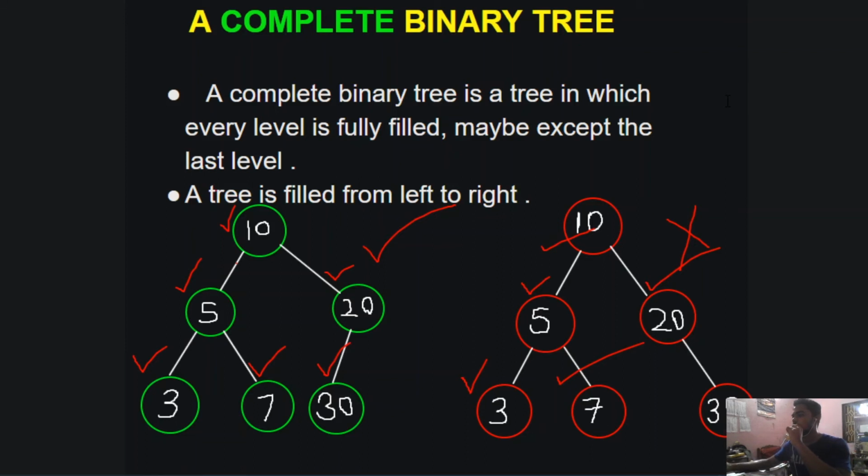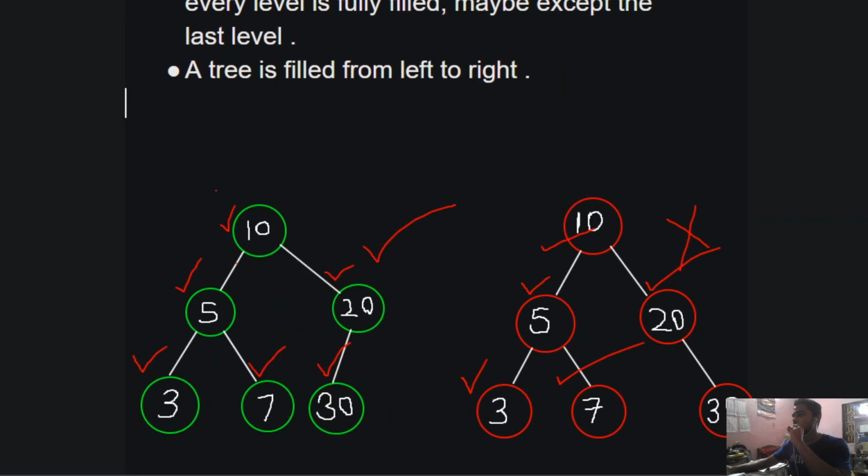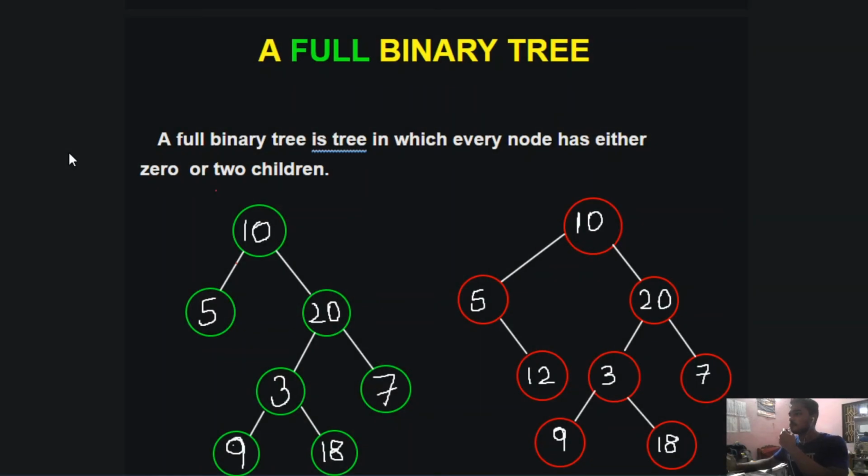These trees are pretty easy to understand, but the most important is the binary search tree. That you have to understand really strongly. These other trees are not that important, right? Okay, so what is a full binary tree now? A full binary tree is a tree in which every node has either 0 or 2 children, right?